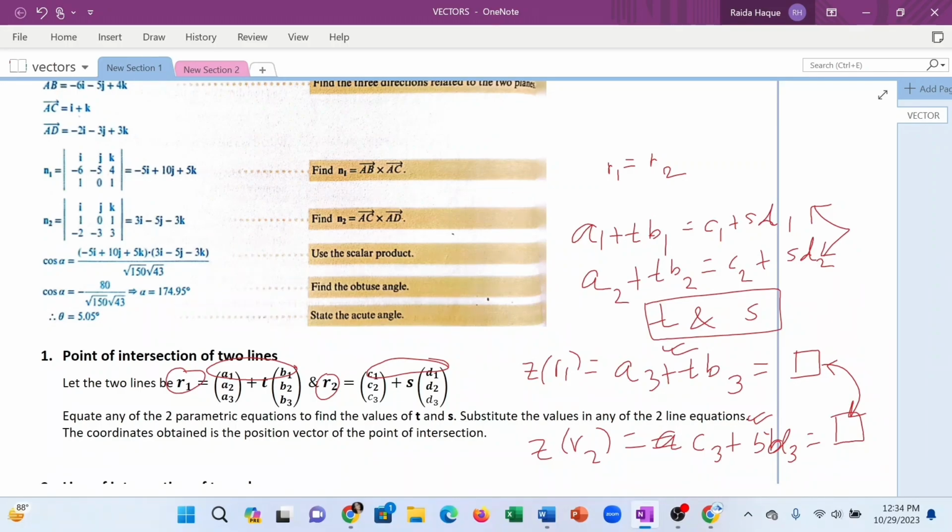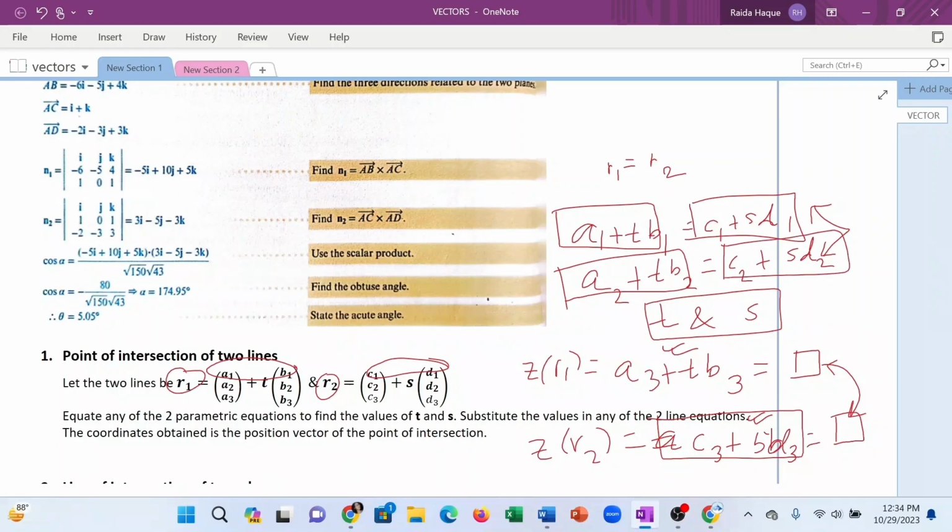Now if these two values are equal, you have found the z coordinate. Similarly, plugging T and S back into any of this, either this or this, you will get the x coordinate. Plugging T in this part will give you the y coordinate, or plugging S into this part will give you the y coordinate. And then you will have the point of intersection, which is your x coordinate, y coordinate, z coordinate.